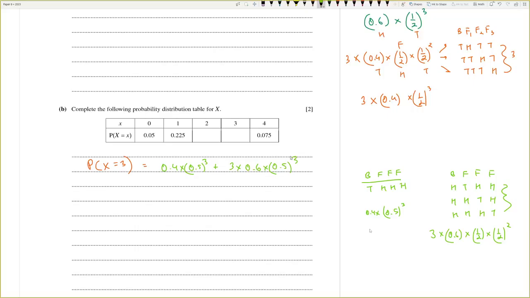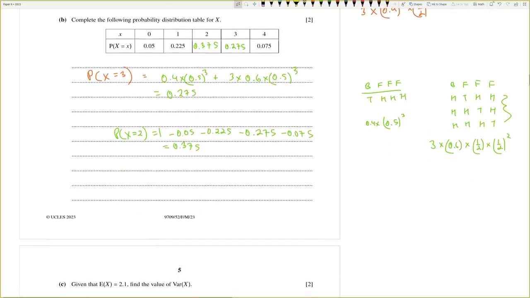Okay. So we're getting a value of 11 by 40 or 0.275. And to get the last one, you can just subtract from 1. So P(X=2) is equal to 1 minus 0.05 minus 0.225 minus 0.275 minus 0.075. If I do that, we are getting an answer of 0.375. Perfect. This absolutely matches with the mark scheme. Moving on to the next part.